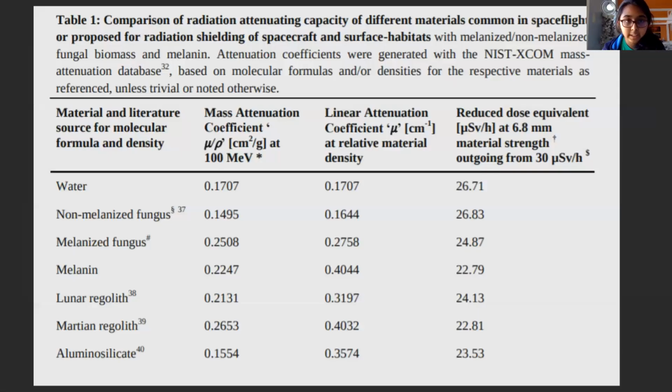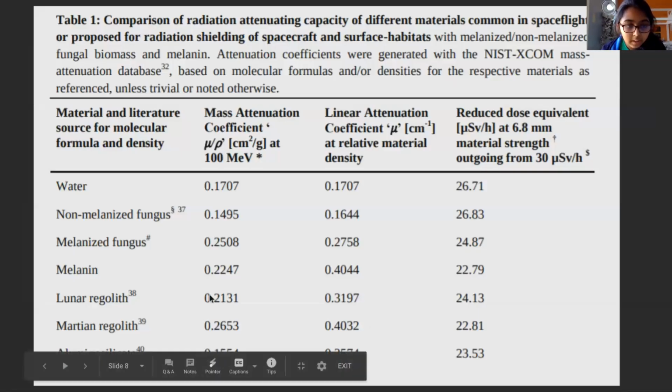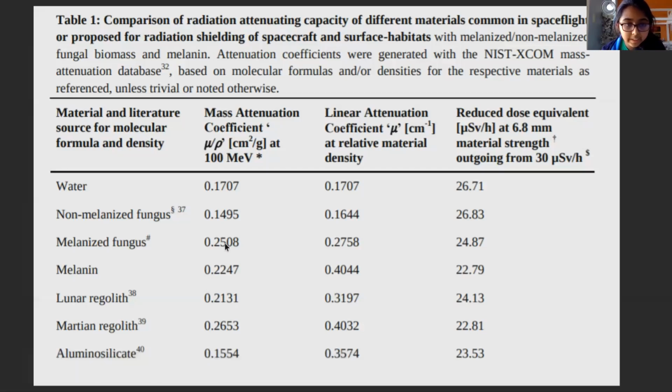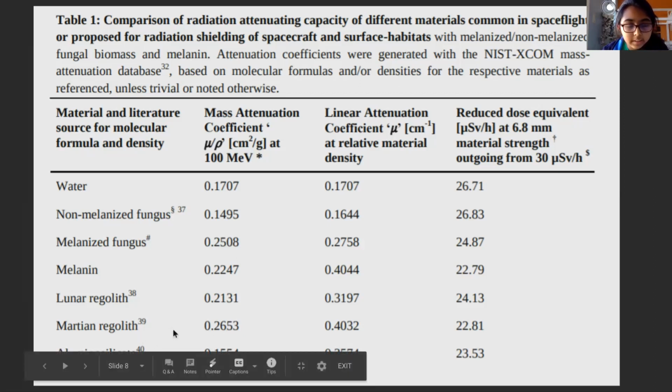And radiotrophic fungi actually do very well here, as you see that they are the second highest in terms of melanized fungus. So their mass attenuation coefficient is basically how effectively they can capture radiation while being trapped in really small areas, and that is second to Martian regolith, which is an inorganic soil that you will find on top of a planet.